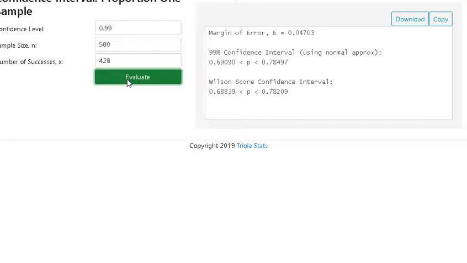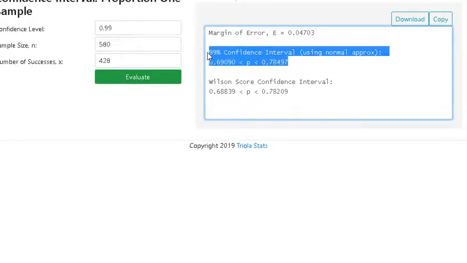Now, our confidence interval, the output that we want to use, is going to be the one here in the middle. So let's write that down. So our confidence interval is going to be between 0.691 is less than p is less than 0.785.